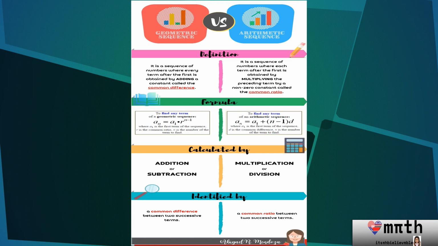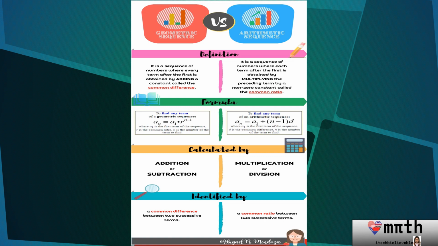In terms of formula, geometric sequence has a formula of a sub n equal to a sub 1 multiplied by r raised to n minus 1, while the arithmetic sequence formula is a sub n is equal to a sub 1 plus n minus 1 multiplied by d.